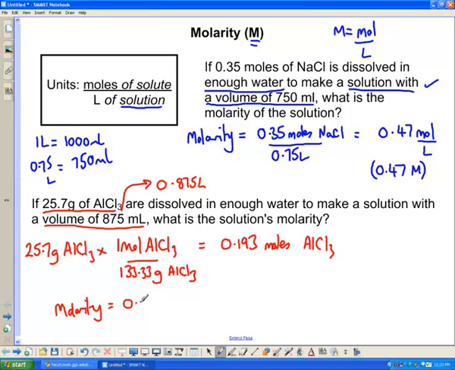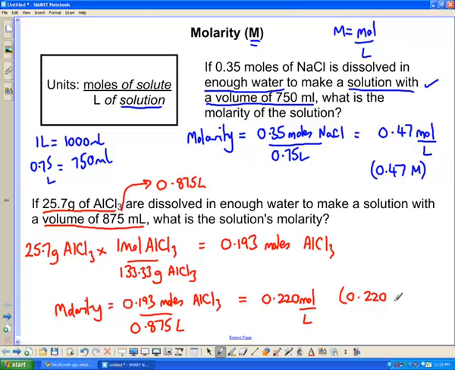Once we got to this point, 0.193 moles of aluminium chloride divided by 0.875 litres gives us a concentration or a molarity of 0.220 moles per litre, or if you prefer 0.220 capital M. Again, those both mean the same thing. Alright, so that's a little basics about what molarity is and how you can calculate it.